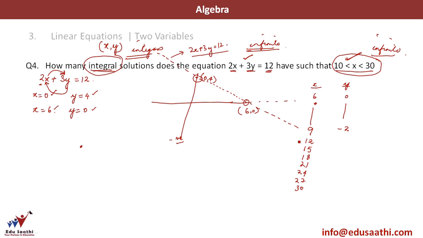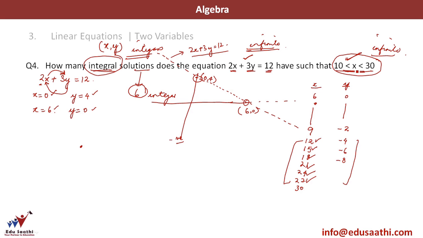For all these values of x which are between 10 and 30, the value of y could be calculated as minus 4, minus 6, minus 8. I need not calculate them because that is not asked of me. I just have to count. So my answer would be 1, 2, 3, 4, 5 and 6. There are 6 integer solutions for the equation in this range.